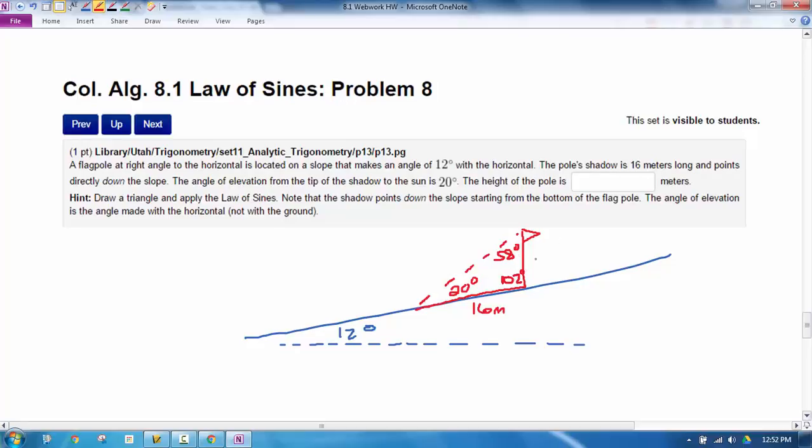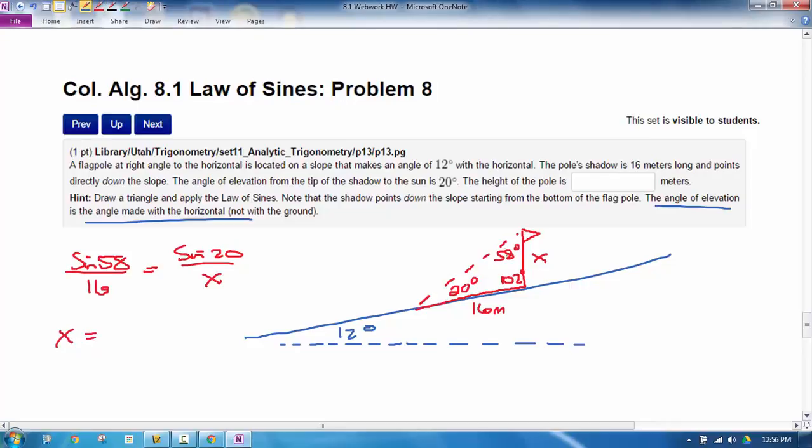So now I can use the law of sines to find what they asked for, which is the height of the pole. That's this distance x right here. So I'm going to do the sine of 58 over its opposite side, 16, is equal to the sine of 20 over its opposite side, x. This is something you could solve by cross multiplication, in which case you get x equals.